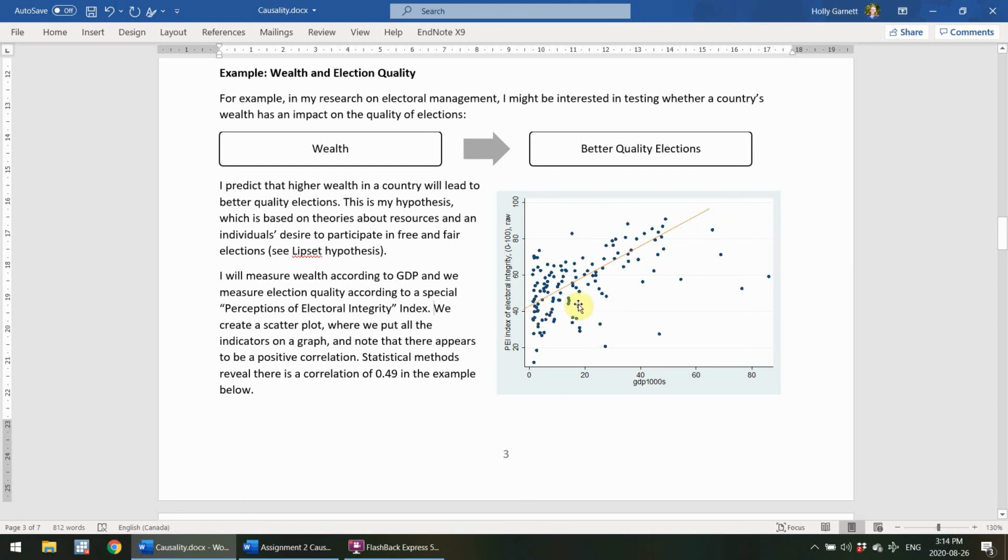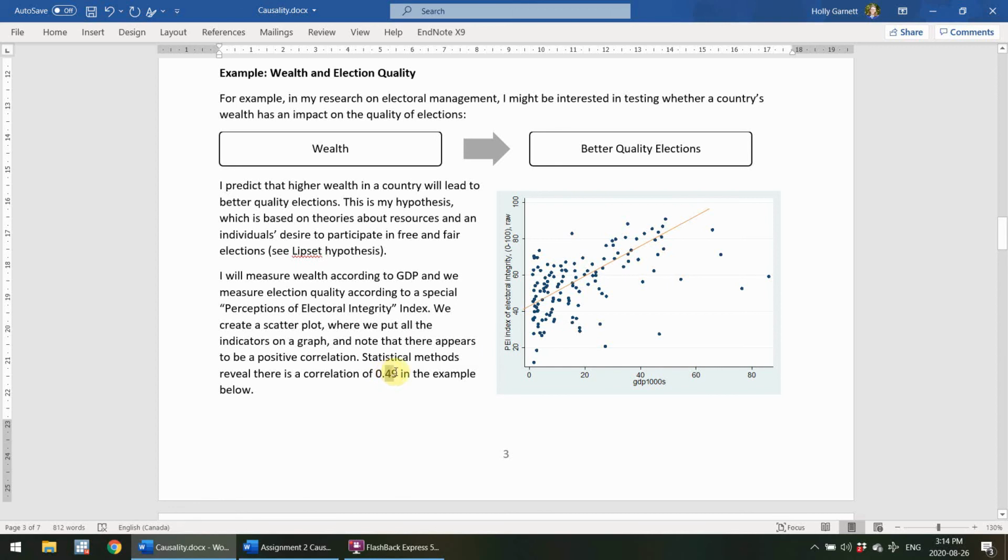We're going to look at specifically how you do that statistically, again, way at the end of the class. But just for now, you can probably tell just by looking at the dots that there tends to be a positive correlation. As wealth goes up, it appears that the perception of electoral integrity does go up at the same time. If we did a statistical calculation of the correlation, it's 0.49, a positive number, meaning that it's a positive correlation.